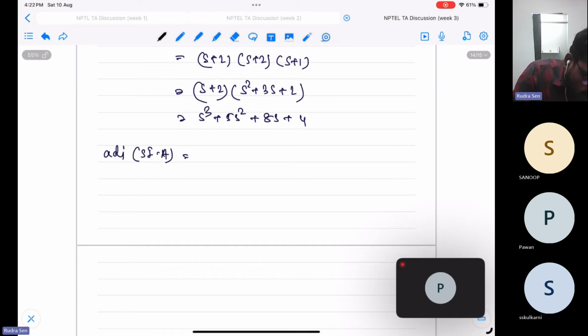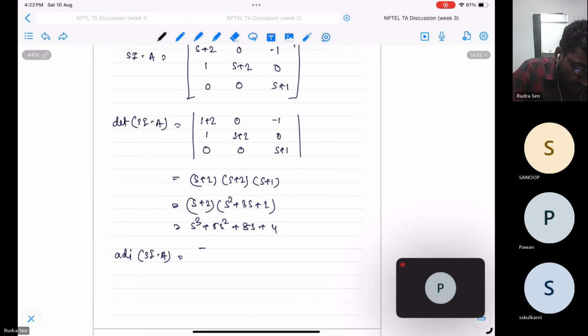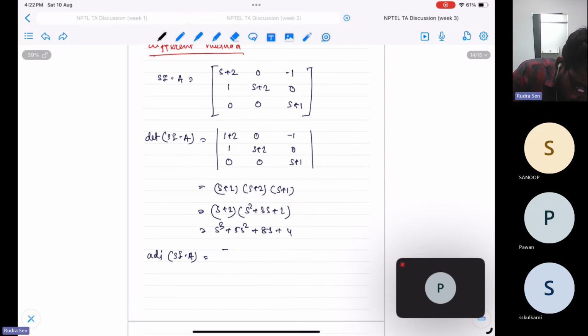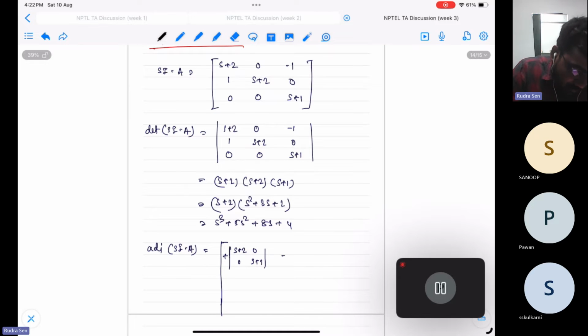So sI minus A is cofactors of every term, right? So it's the cofactor of s plus 2, which is s plus 2, 0, 0, s plus 1. This is plus, this is minus of 1, 0, 0, s plus 1. And this is plus of 1, s plus 2, 0, 0.